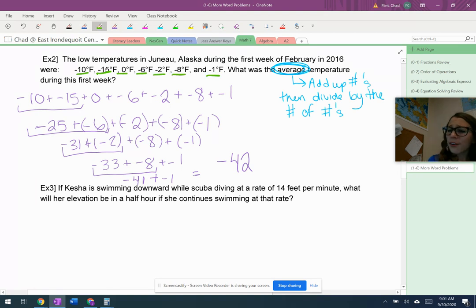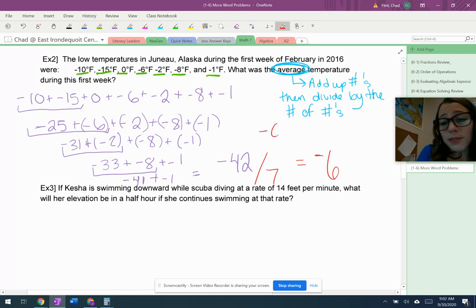Do I count 0 though? Even though adding 0 doesn't do anything, do I still need to count that as one of the numbers? Yes, you absolutely do. So 1, 2, 3, 4, 5, 6, 7. So -42 divided by 7 would give me negative, because my signs are different, 6, which is talking about a temperature. So to get a label on that would be -6 degrees Fahrenheit is the average temp.